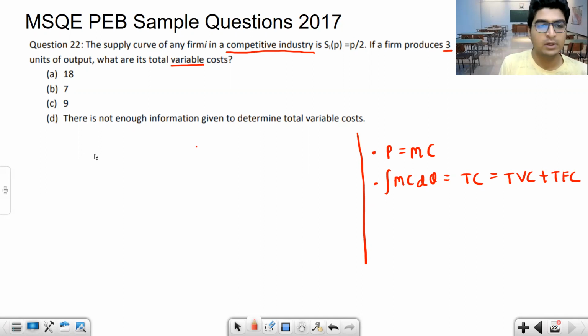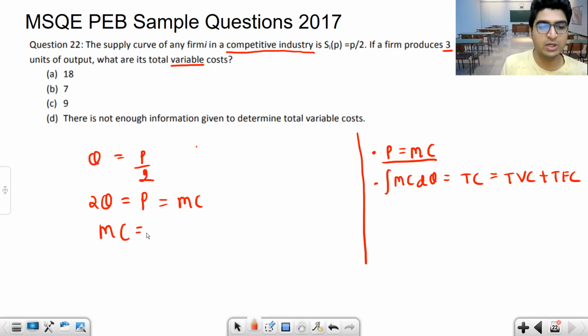You have supply equal to P by 2. And that means 2Q will be equal to P. Using this, I can say that this is equal to marginal cost. So I have marginal cost equal to twice the quantity. Now what I can do is integrate both sides with respect to Q.